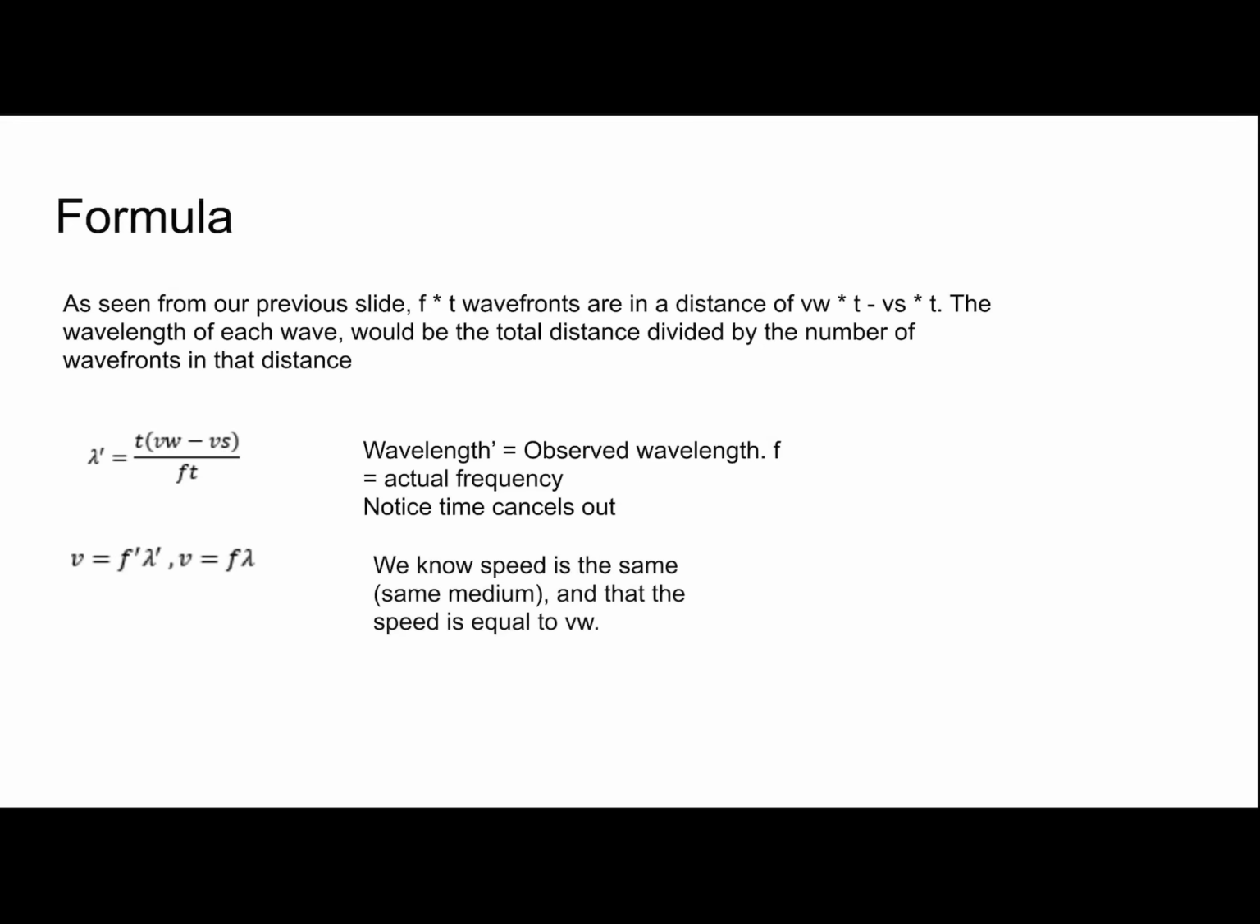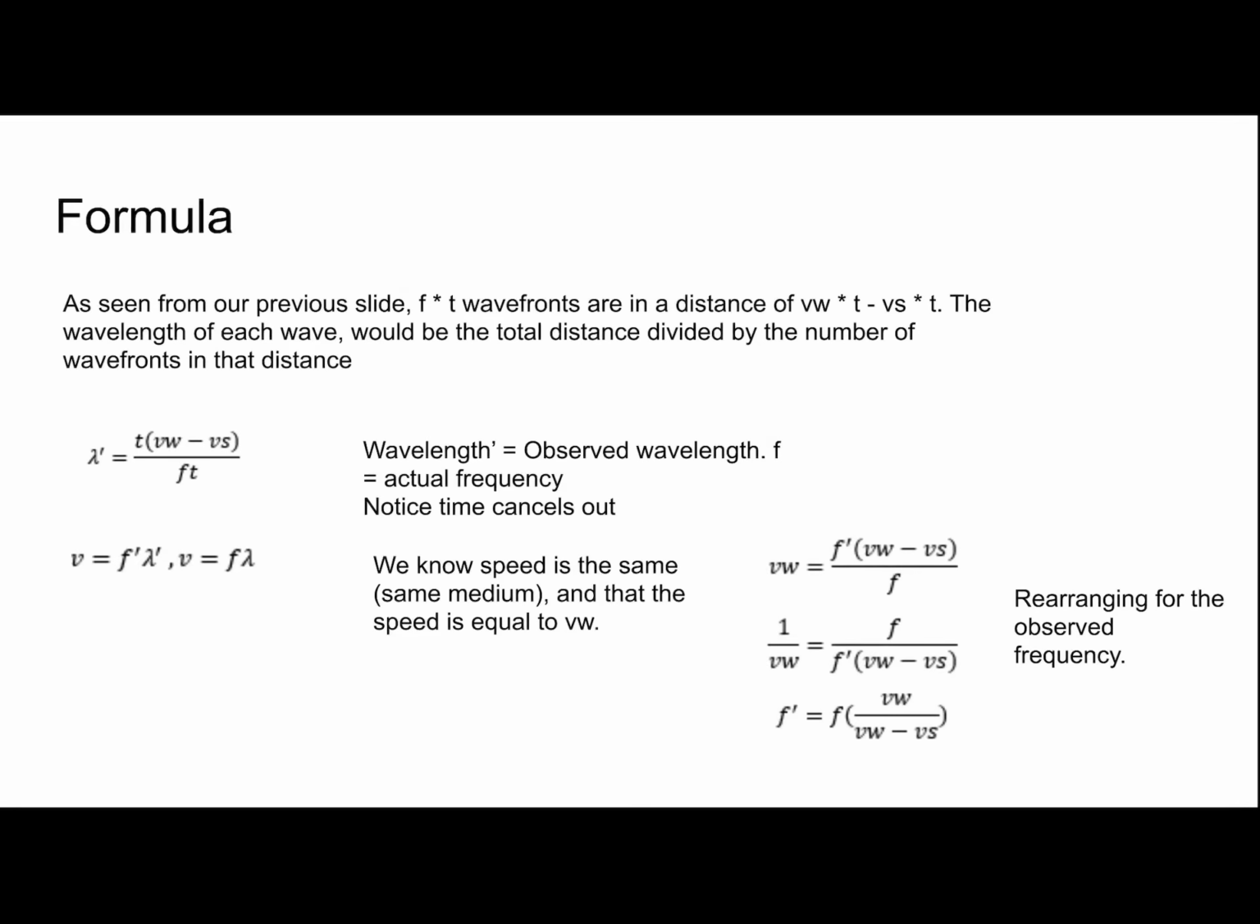Alright. So we know speed is the same in the medium, and that speed is just equal to the speed of the wave as we defined in our previous slide. Now we can rearrange for observed frequency, because we know that the speed of the wave equals the observed frequency times (Vw minus Vs) over the actual frequency. If we rearrange for the observed frequency, we get the observed frequency equals the actual frequency multiplied by the speed of the wave divided by the speed of the wave minus the speed of the source. So that will be our formula for the Doppler effect for the source moving towards the observer.